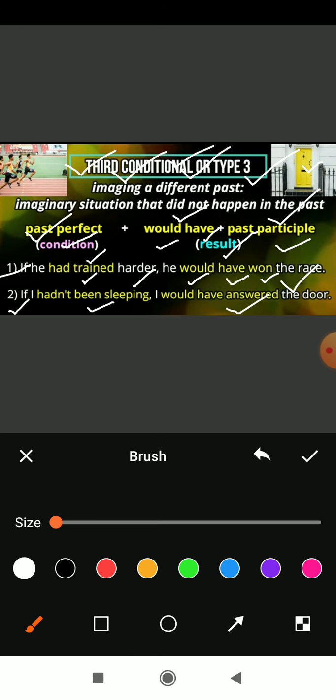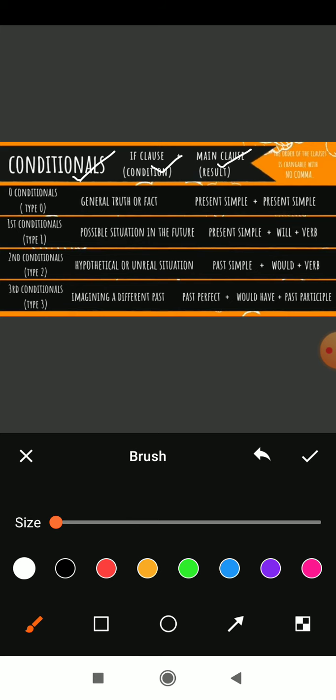Students, note down these conditionals. Here you have a table: if clause plus main clause. The if clause is a condition, the main clause is a result. The order of the clauses is changeable, with no comma. We can change the order of the clauses by dropping the comma, keeping the main clause first and putting the if clause second. We can change its order.